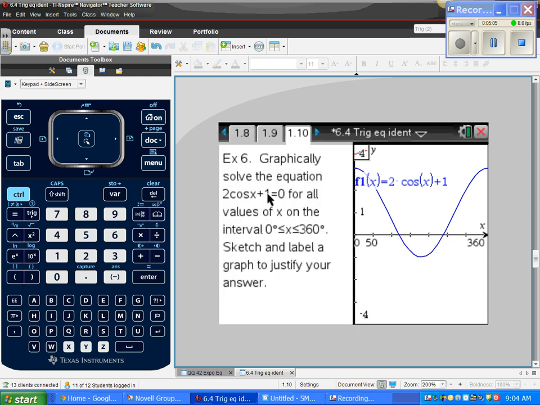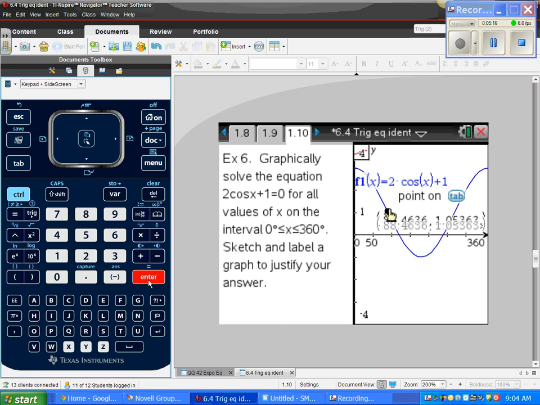It's Tuesday. Point on. Okay, now what? Click on the graph. Yep. Hit enter and escape. So click, enter, escape.